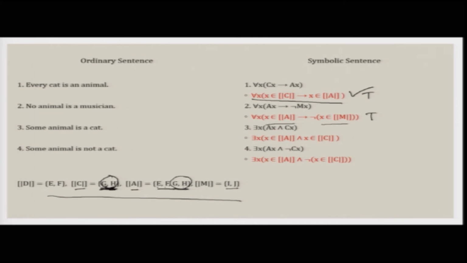And the fourth one: there is at least one thing that belongs to the group of animals but does not belong to the group of cats. Among animals, E and F are such things. E belongs to the set of animals, but E does not belong to the set of cats. So, this also is a true sentence. Both are true sentences. So, all the symbolic sentences we have translated here are actually true sentences. So, we go to the next slide.